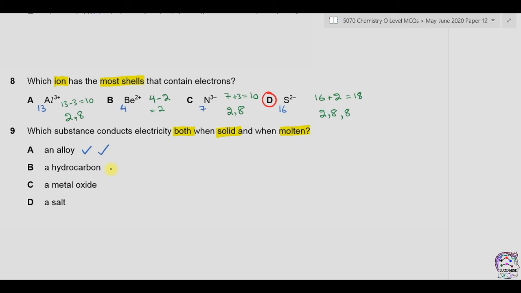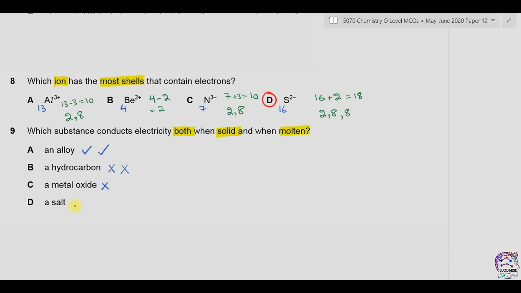B is a hydrocarbon. Hydrocarbon is both bad conductor in solid form and in molten form. C is a metal oxide. Metal oxide is also a bad conductor because in metal oxide ionic bond is present and metal has lost its electrons to the oxygen atom. So therefore this is also incorrect.